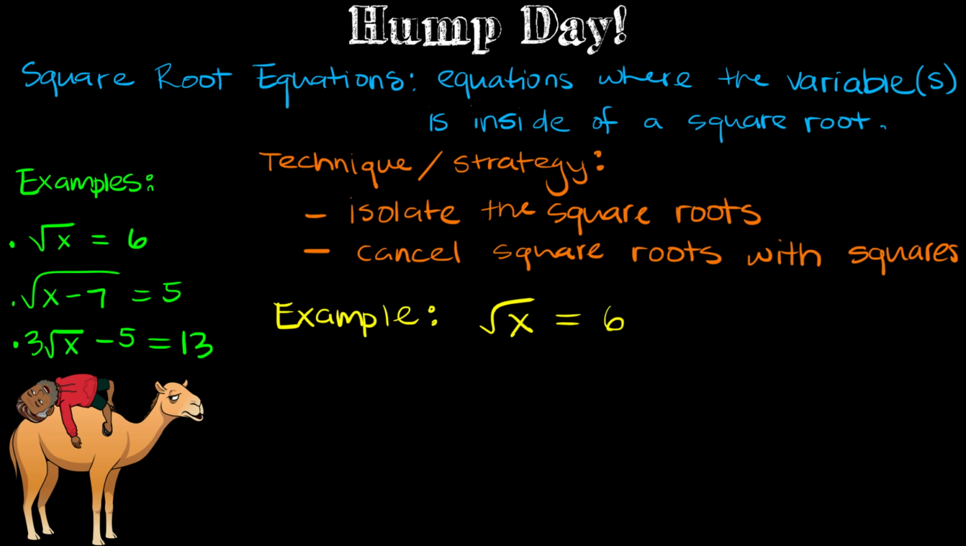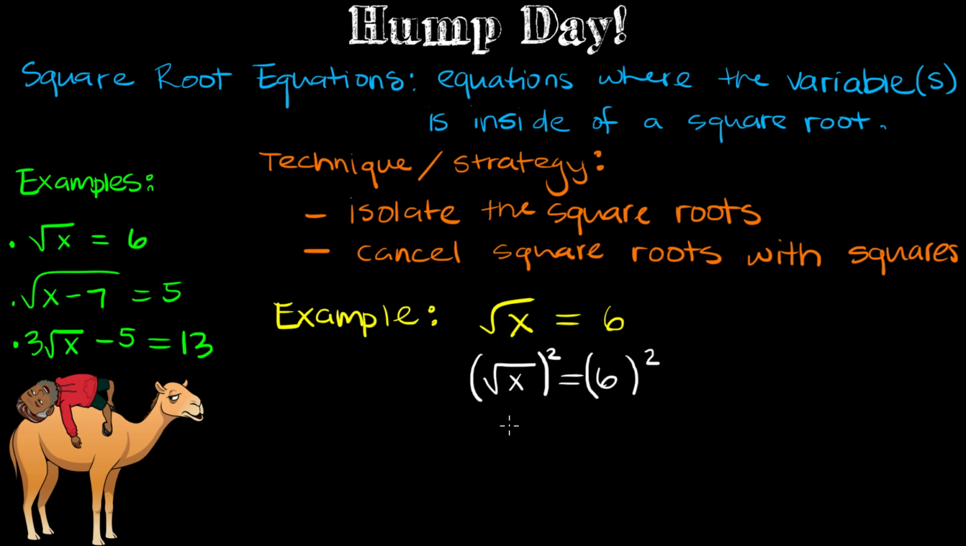Here's our first example, the one from our example set in green. We have the square root of x is equal to 6. Notice that the square root is already isolated. The square root is by itself, essentially. Next, you're going to cancel the square root with the square. So I'm going to take the entire side and square it. If I square the left side, I must also square the right side. So I'm going to square both sides of the equation.